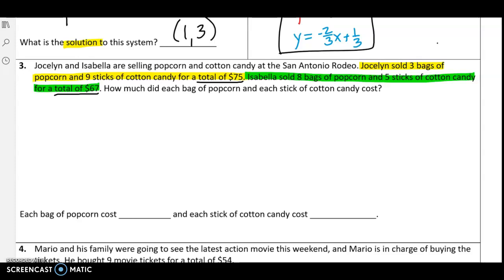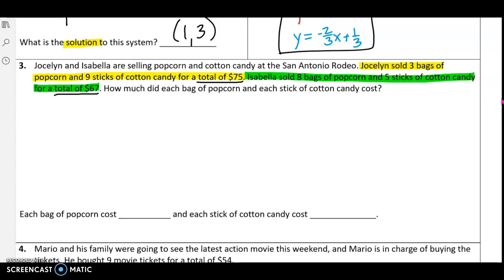Hello, everyone. We're going to look at question number 3 on the test review. It is a word problem, and as we are asked how much each bag of popcorn and each stick of cotton candy costs, that means we have to not only write our system of equations, we also have to solve it. Okay? So I kind of highlighted where the two equations are separated.